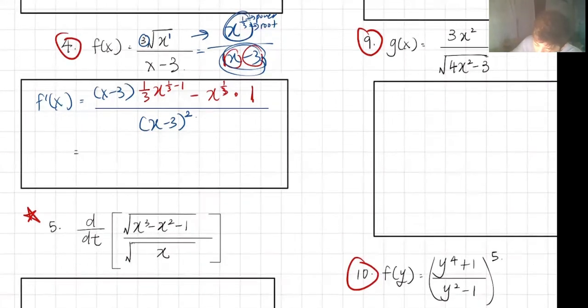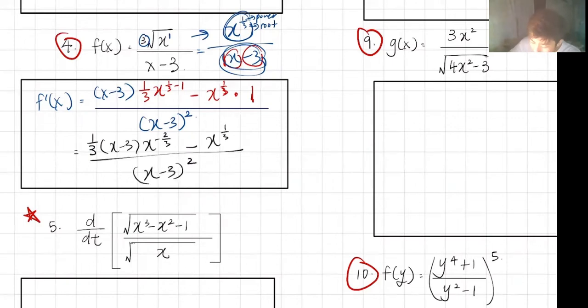I want to put a number in front, so I have 1 over 3 in front, x minus 3, and then x to the power of 1 over 3 minus 1 gives me minus 2 over 3. Then minus 1 times x power 1 over 3 gives me x power 1 over 3, same thing, divided with x minus 3 squared. Is there anything you can simplify? Can you cut these two? Can you cut this one and then this one become 1?